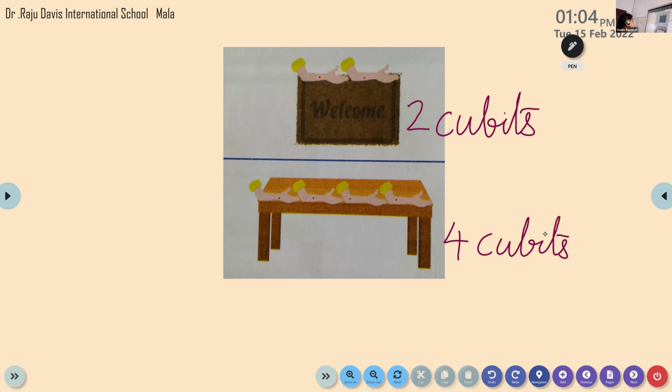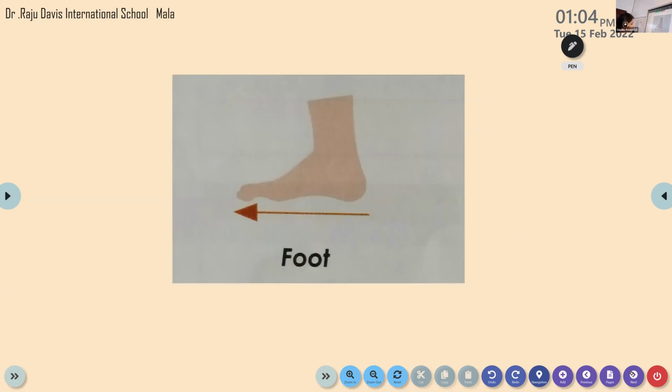Now, the third non-standard unit is foot. Foot is the distance from heel to the longest toe. This measurement we can use for measuring the length of your room, length of the classroom, length of the playground.